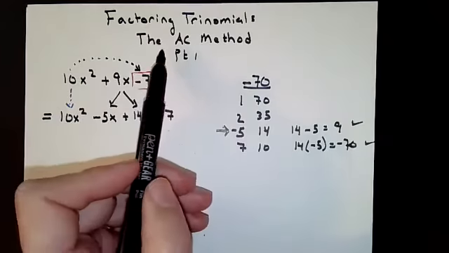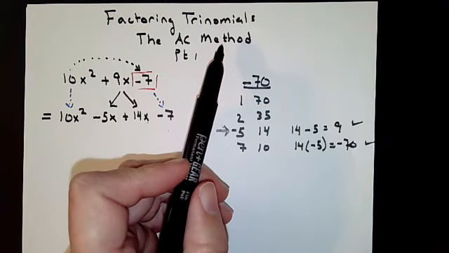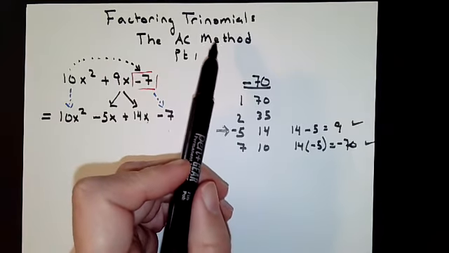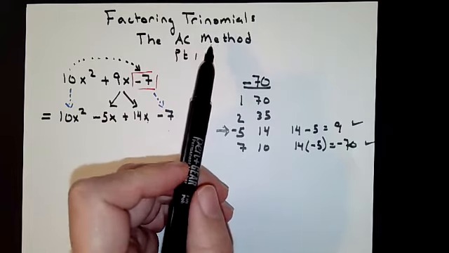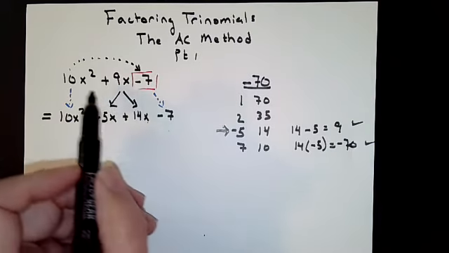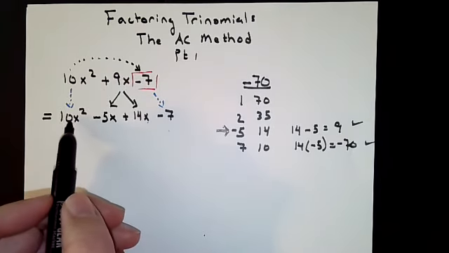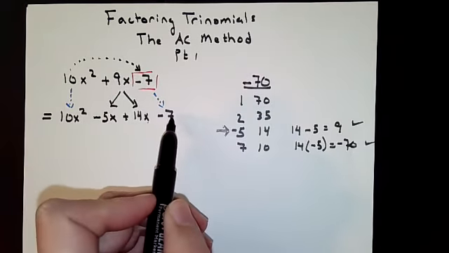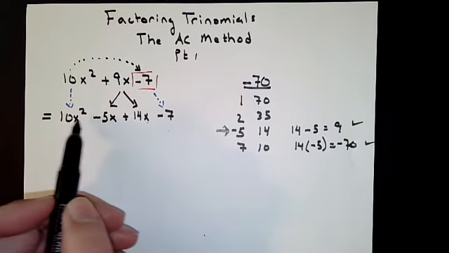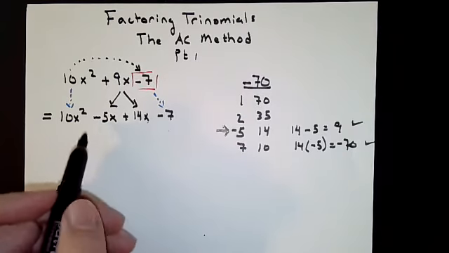So the AC method is not actually a factoring method. The AC method is a method for taking a trinomial and writing it in 4 terms so that we can now factor by grouping.